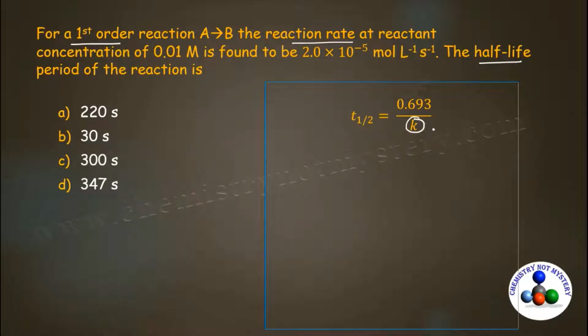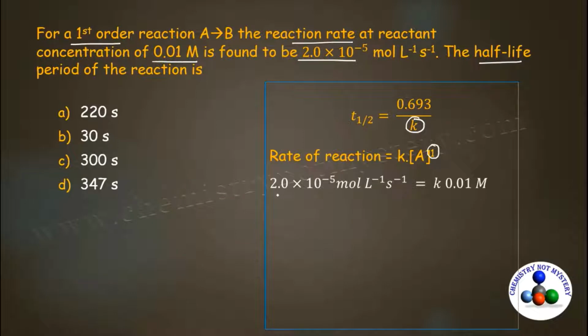So first you have to calculate the rate constant. For the calculation of rate constant, we have to write the rate law for first order reaction. Rate law will be: rate of reaction is equal to rate constant multiplied by the concentration of reactant raised to the power 1, as it is the first order reaction. Rate of reaction is given in the question. Reactant concentration is also given in the question. So place the values in this equation.